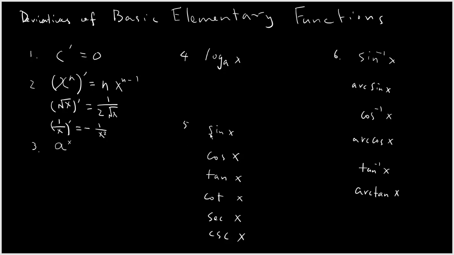The third class of the building blocks is exponential functions. Now let's recall there's a restriction on the base. The base is always positive, and the base cannot be 1. We do not have to mention that here. But I'm going to tell you the formula for differentiating any exponential function a to the power of x. The derivative of a to the power of x is a to the power of x times natural log of a.